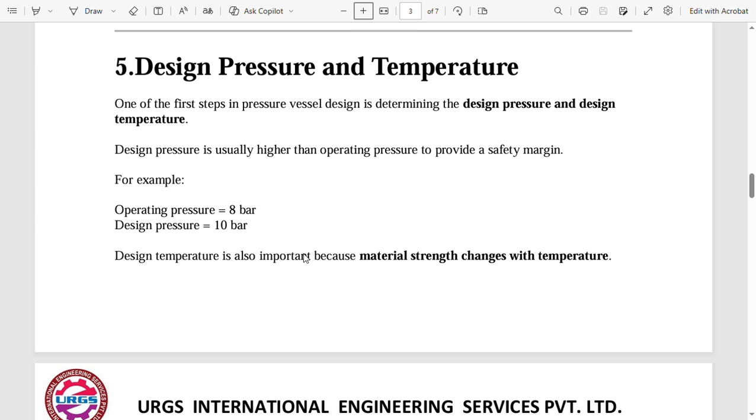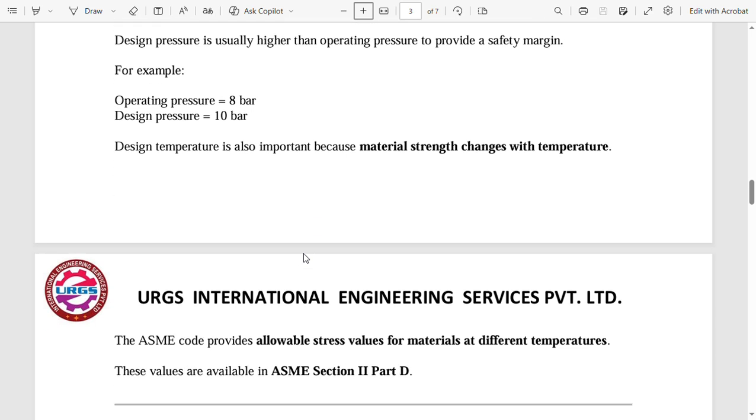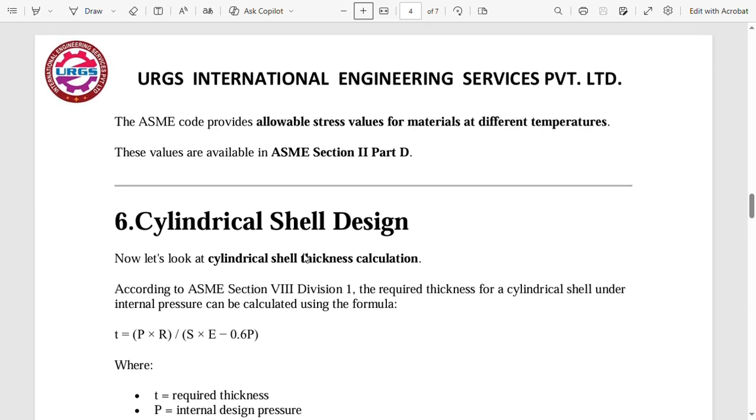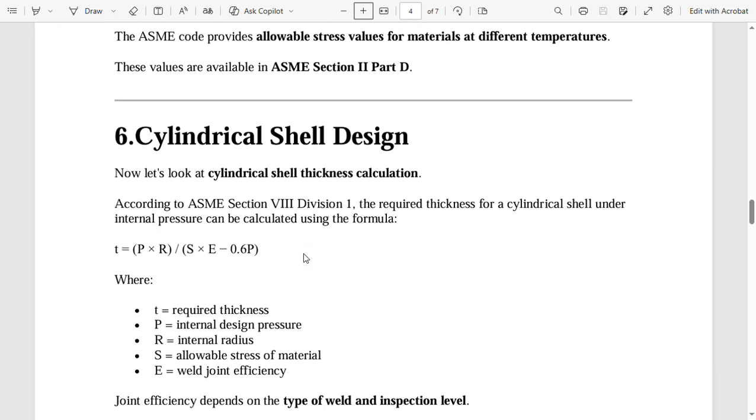Next is design pressure and temperature. One of the first steps in pressure vessel design is determining the design pressure and design temperature. Design pressure is usually higher than operating pressure to provide a safety margin. For example, operating pressure equal to 8 bar, design pressure equal to 10 bar. Design temperature is also important because material strength changes with temperature. The ASME code provides allowable stress values for materials at different temperatures. These values are available in ASME Section 2 Part D.